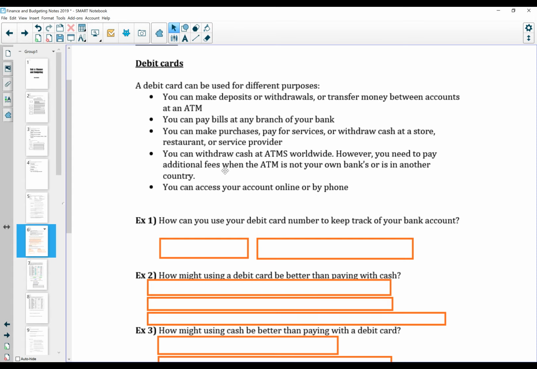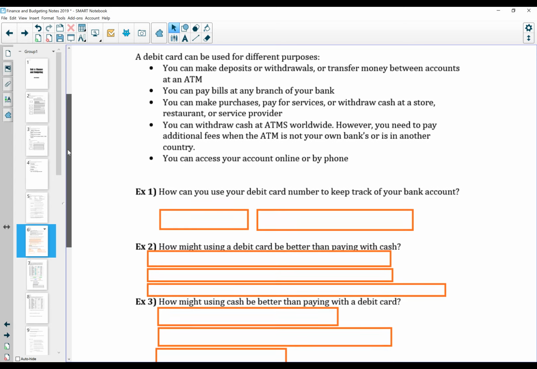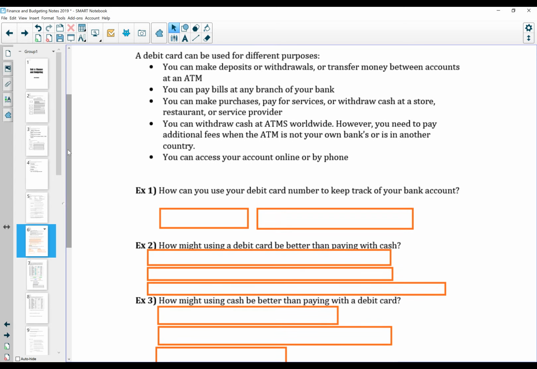However, you need to pay additional fees when the ATM is not your own bank's or is in another country. We talked about that a little bit. When it's in another country, you'll also have an exchange rate, which can get quite expensive. So not something I would recommend. I would recommend if you're going to another country to take out a bunch of cash first for that country's currency and have that on hand instead of taking out at an ATM. And finally, you can access your account online or by phone. So if you have a bank card, you can do that fairly easily.